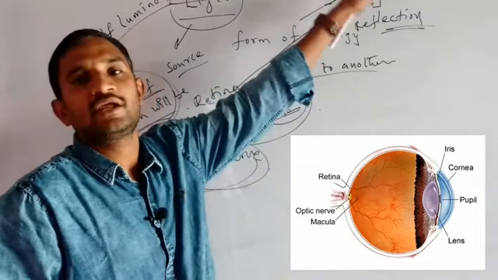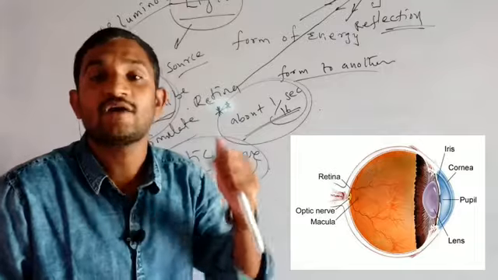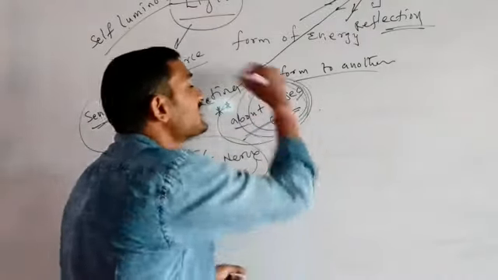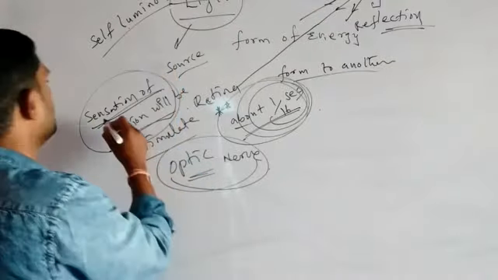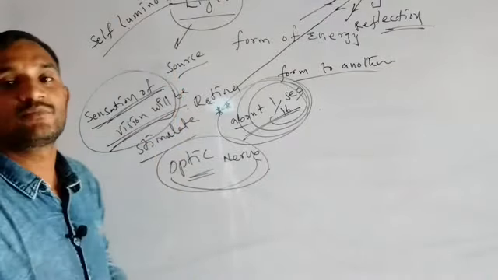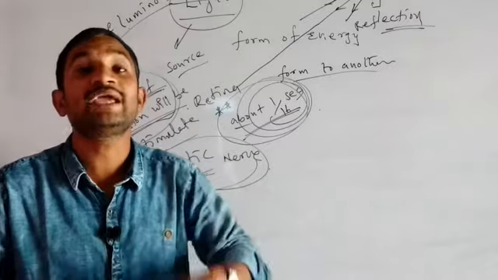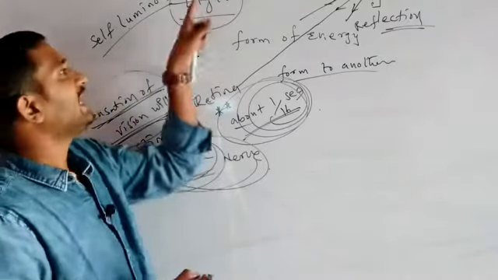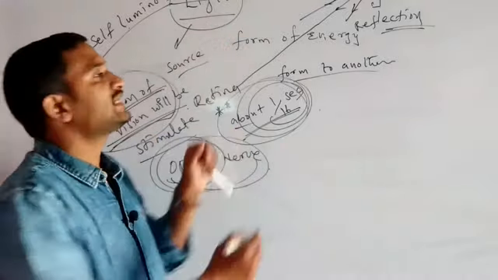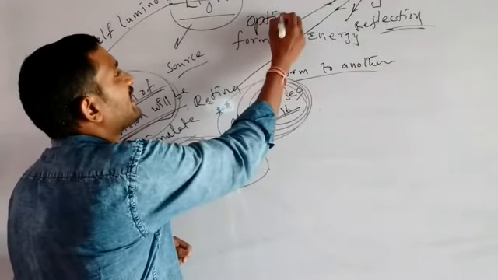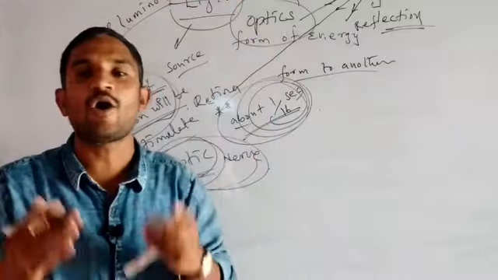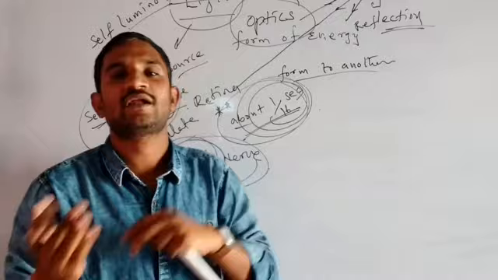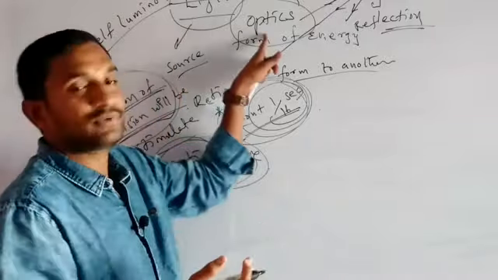The reflected ray reaches the retina of our eyes. It should be caught in about 1/16 seconds. At that time only the sensation of vision will be stimulated. Which nerve will be activated? Optic nerve. Due to that, light is also considered as optics. Light is also called optics. That also we have to remember.